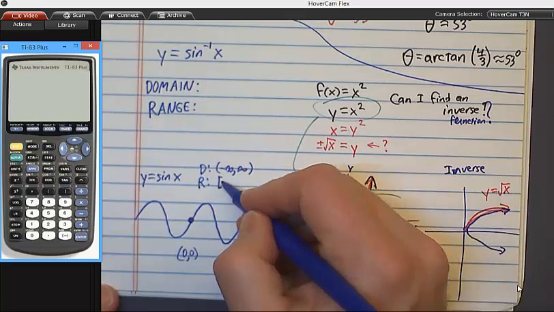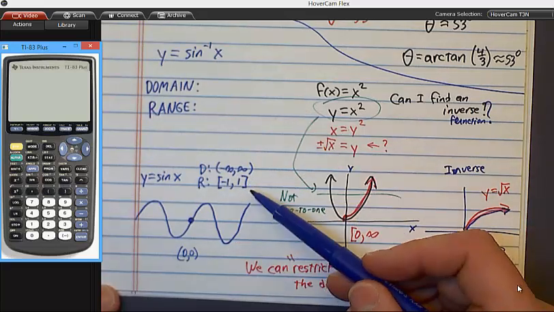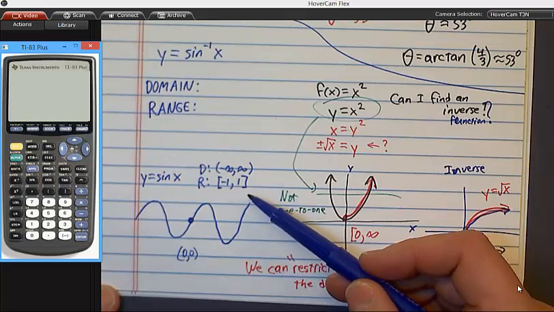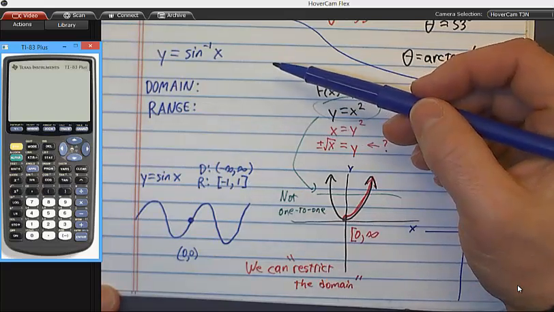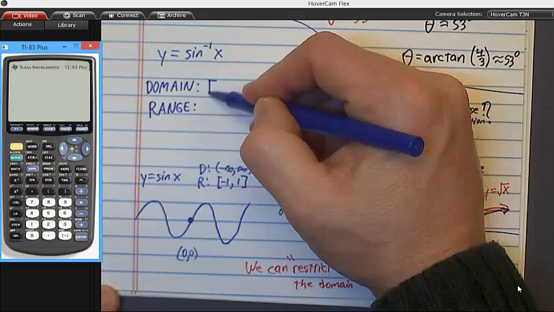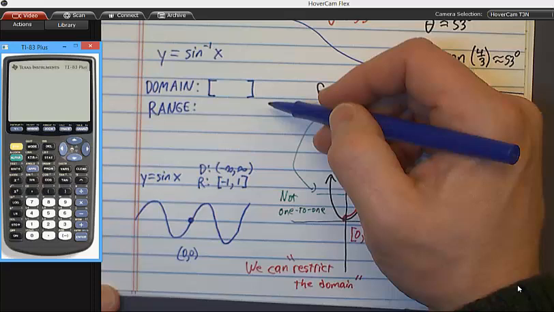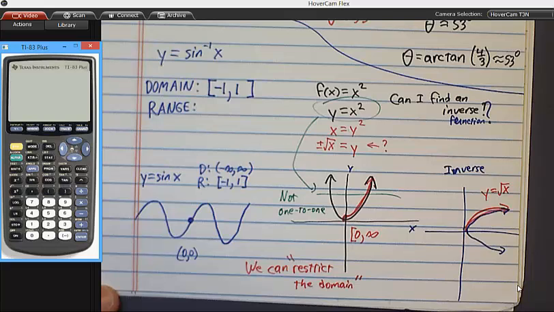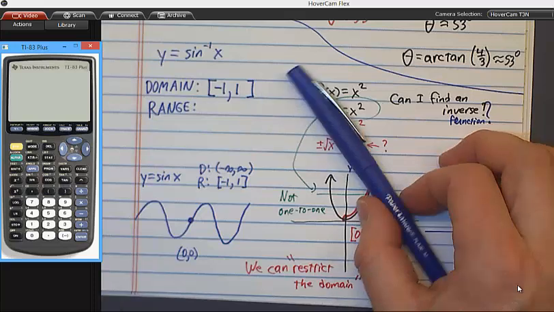-1 to 1. And by the way, the fact that the range is only from -1 to 1 tells you something. It tells you that when you do the inverse function, what's going to be true? The domain of the inverse function is going to be what? -1 to +1. And you might say, I still don't quite get that. Why should that be? Let me show you guys something.